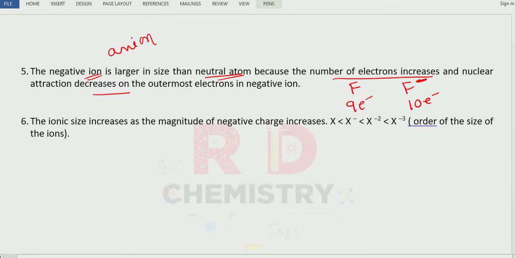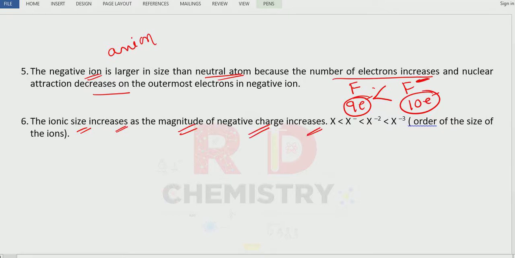Now, the number of protons in the nucleus is the same in both cases. We cannot alter the number of nucleons in the nucleus, but electrons can be altered. See here: 9 electrons and 10 electrons. As the number of electrons increases, the nucleus will not have control over the extra electrons. Therefore, attraction decreases, size increases. That means the neutral atom is smaller in size compared to the anion. This is only the case for anions. Or, ionic size increases as the magnitude of negative charge increases.